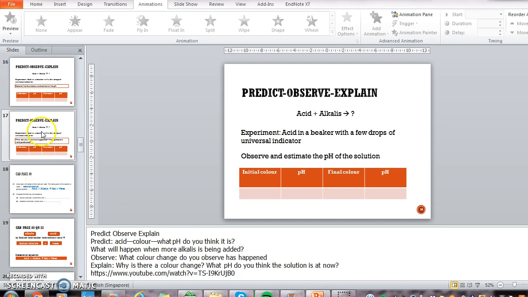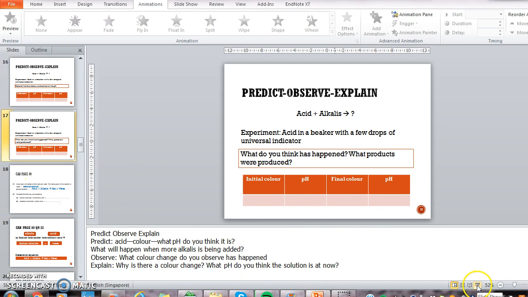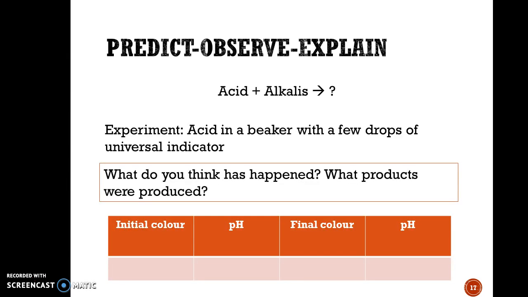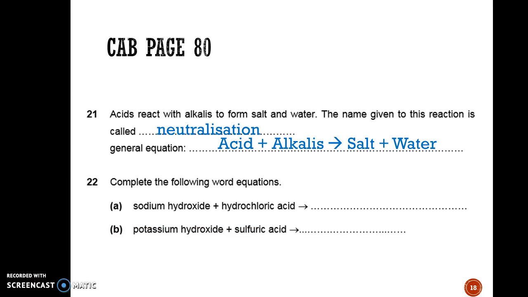So what do you think has just happened? What do you think the products will be? Now I'm going to tell you more about it. Remember during your first lesson with me this term, I told you that when an acid reacts with an alkaline, this reaction is known as neutralization, and it will give you salt plus water. So can you take some time to copy this down on your CAB? This should be found on your CAB page 80, question 21. After that, I'm going to go through how you name the salts and the products again.